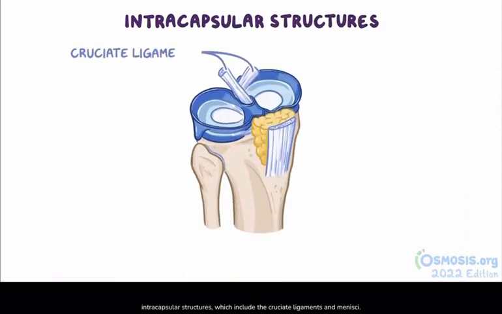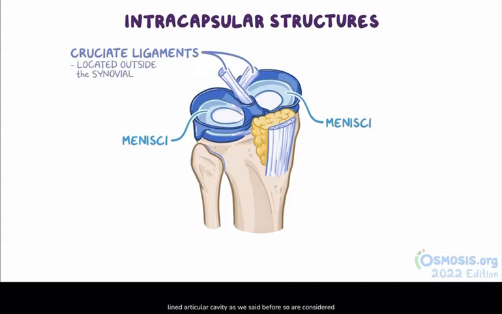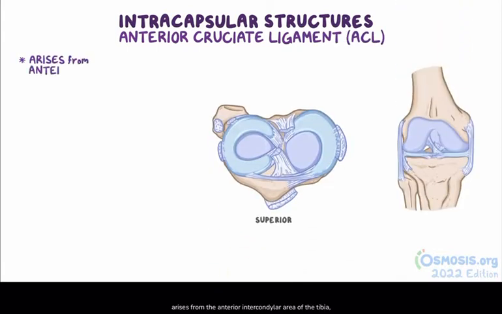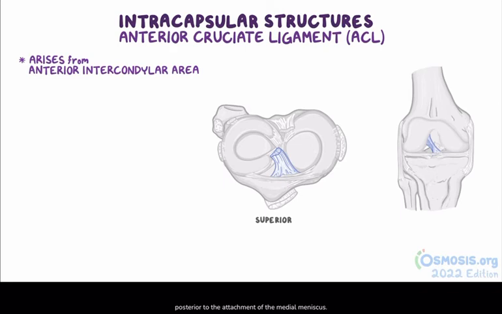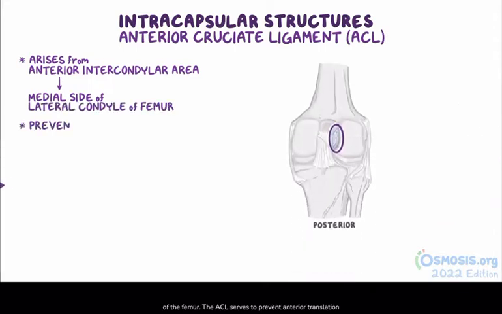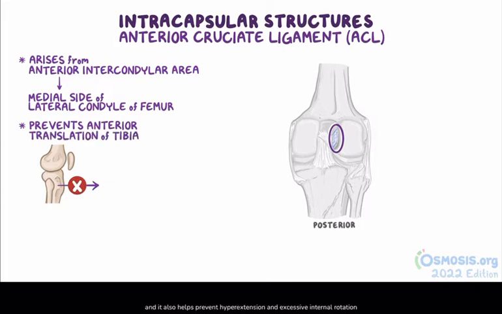The knee joint is also strengthened by the intracapsular structures, which include the cruciate ligaments and menisci. The two cruciate ligaments are located within the fibrous joint capsule, so they are intracapsular, but lie outside of the synovial-lined articular cavity, as we said before, so are considered extra-articular. The anterior cruciate ligament, or ACL, arises from the anterior intercondylar area of the tibia, posterior to the attachment of the medial meniscus. It extends superiorly, posteriorly, and laterally to attach to the posterior part of the medial side of the lateral condyle of the femur. The ACL serves to prevent anterior translation of the tibia in relation to the femur, and it also helps prevent hyperextension and excessive internal rotation of the knee.